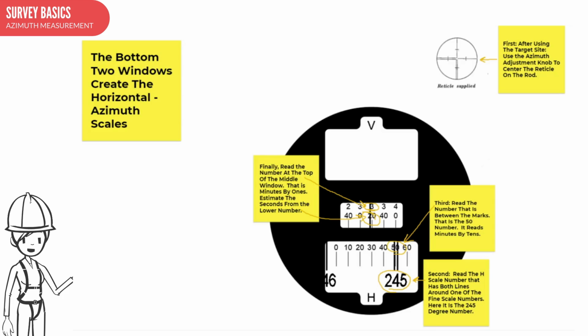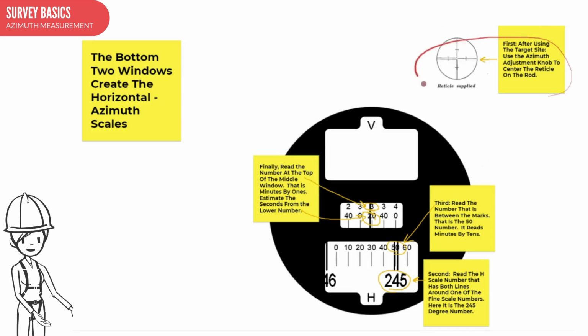First, use the target sight to get a rough alignment to the rod. Then, look through the sight until the reticle lines up on the rod. Then, when you look in the reading window sight, you will see that the bottom two boxes show the azimuth readings.